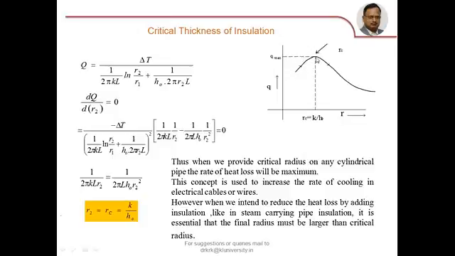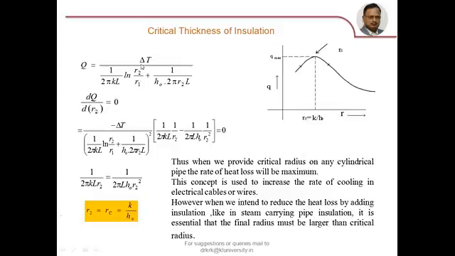If you look at this curve, the slope of this curve at this maximum point is 0, or this Q, if you take its derivative with respect to R2 and equate to 0, you will get the point where the rate of heat transfer reaches maximum. dQ by dR2 equal to 0. Thermal conductivity of material I am not changing. Length of the pipe I am not changing. Original radius R1 I am not changing. But as I go on adding insulation, R2 goes on changing. So only variable is R2.